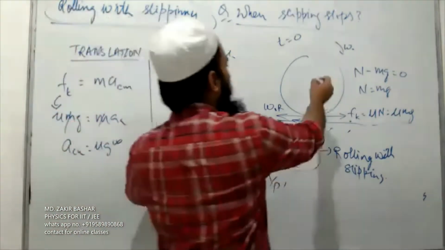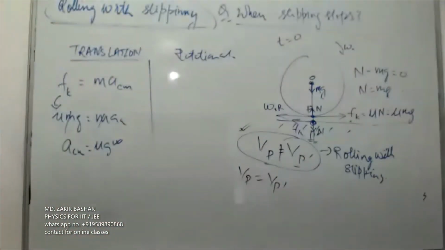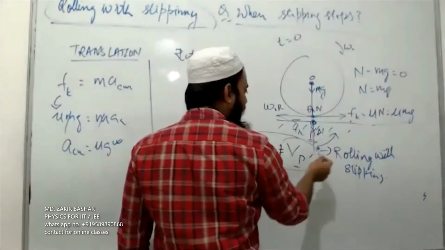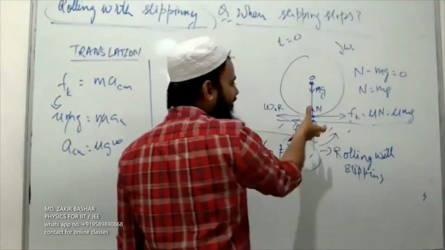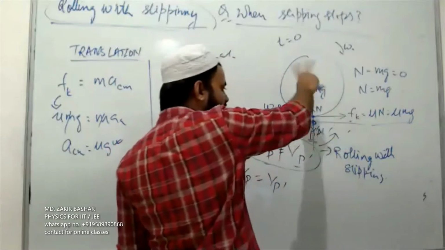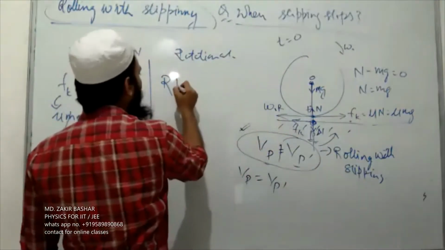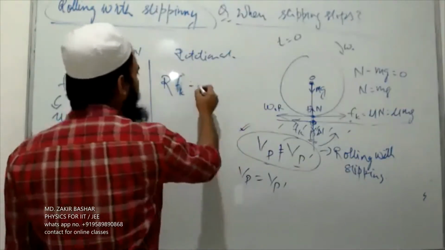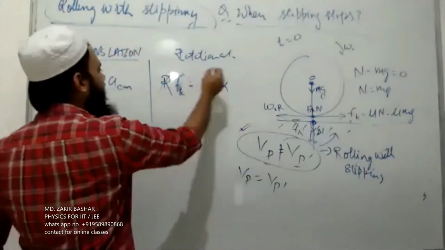Now from the center of mass, I will calculate the torque. If you calculate the torque, R cross F will be in this direction. There is only one force, so alpha will come in this direction. So R into Fk, the kinetic friction, will be positive, and this will be I about the center of mass, mR squared by 2, into alpha. From here you will get the value.